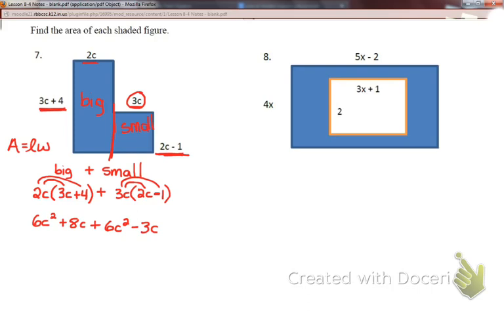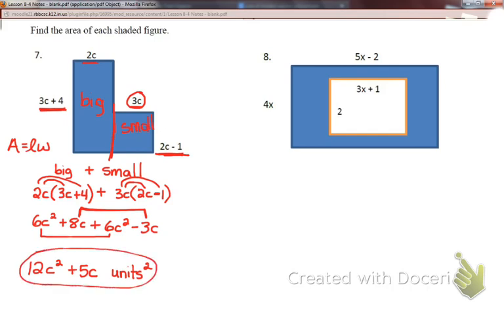And then combining like terms, you have 6c squared and another 6c squared, so that would give you a total of 12c squared. And then 8c minus 3c. 8c minus 3c is 5c. That is a positive 5, because 8 minus 3 is positive 5, so you put plus 5c. And that's an expression for the area of the shaded region. So since it's an area expression, you would want to put units squared to finish out your answer. So there you have number 7.